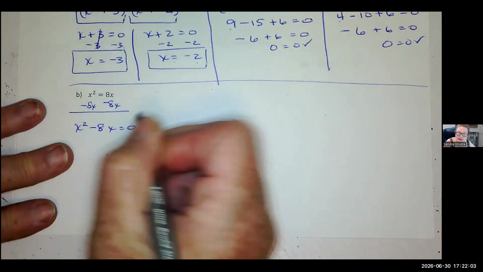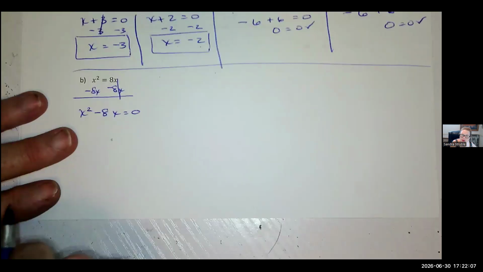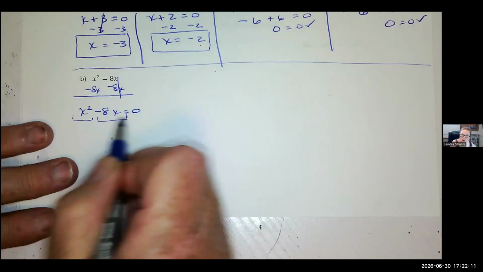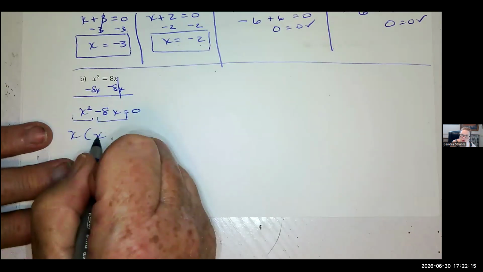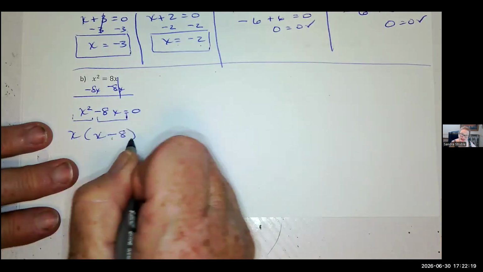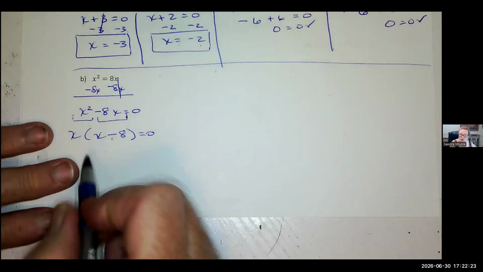So we're going to write it like this. Now we're going to factor out what they have in common. Between this term and this term, they both have an x in common. When I factor x from x squared, I'm left with an x. When I factor x from -8x, I'm left with -8, and set that equal to 0. Now, the next step is to set each one of these terms equal to 0.